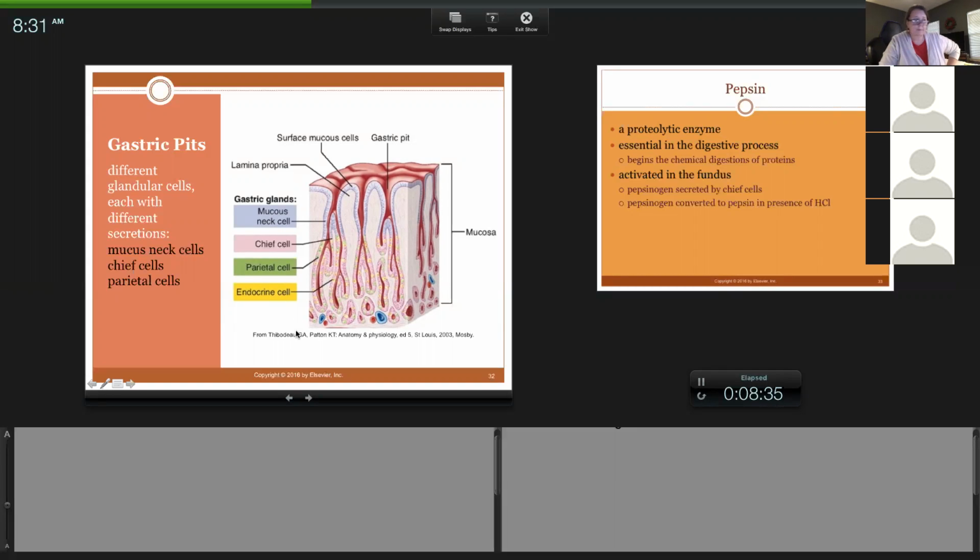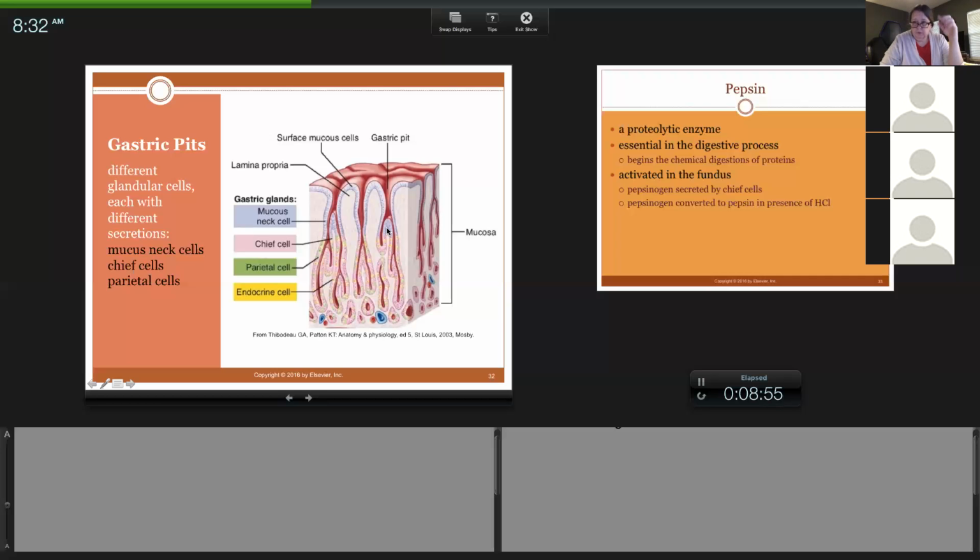Now, this is a piece of the stomach wall. So this is the surface that you would see, okay? So you've got the top of the stomach, and in the wall of the stomach, which doesn't look thick, you have these things which are called pits, or gastric pits.